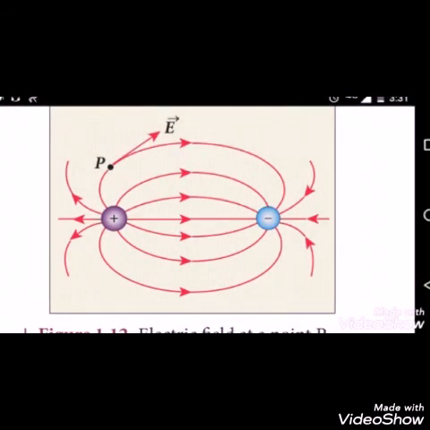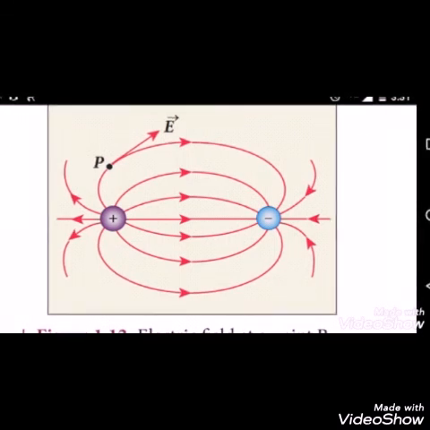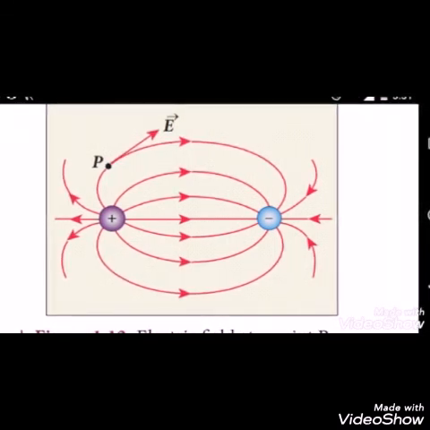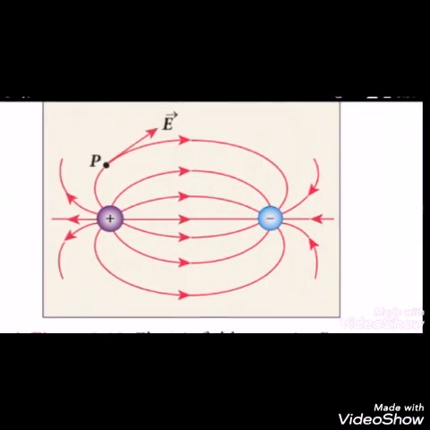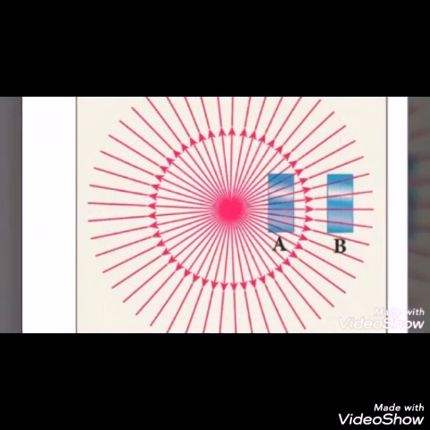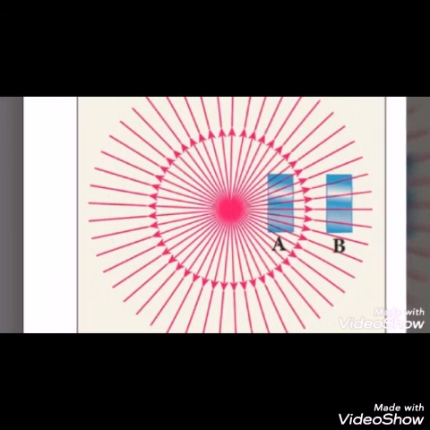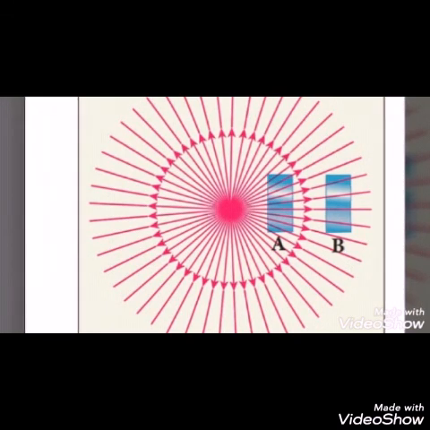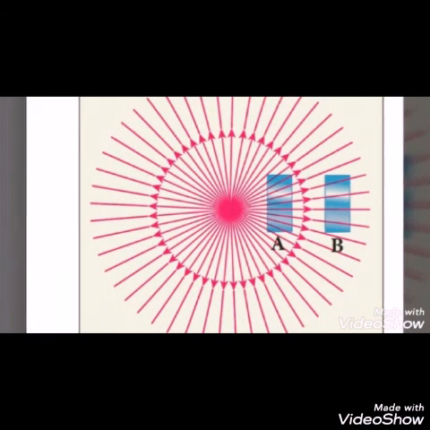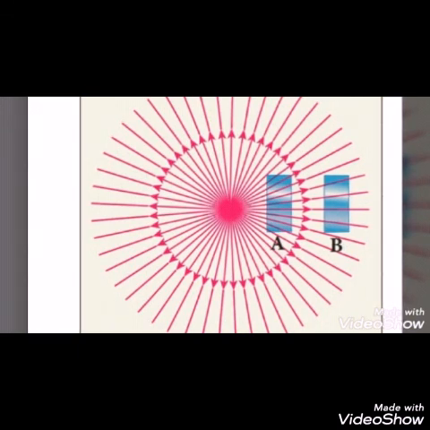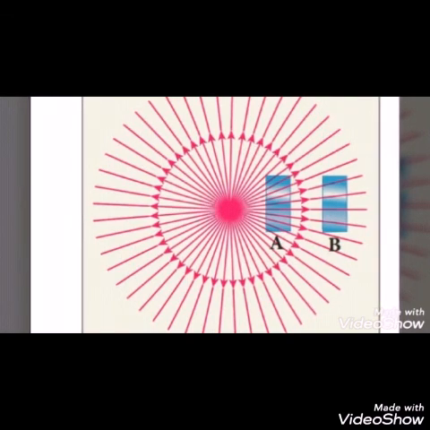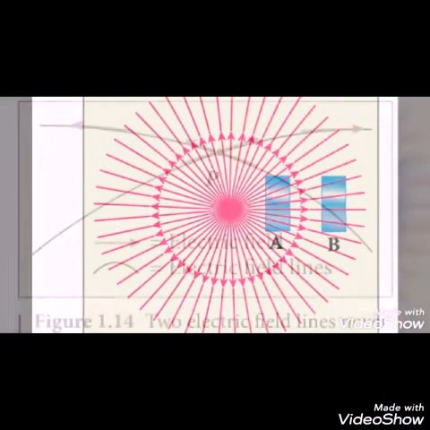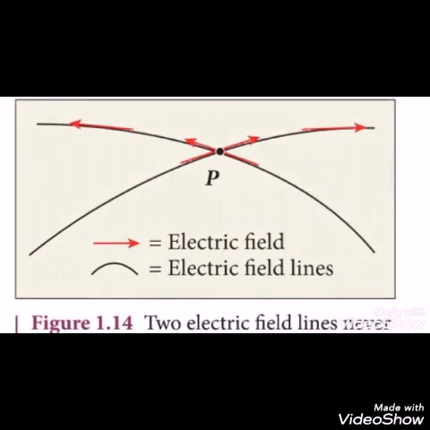The electric field vector at a point in space is tangential to the electric field line at that point. The electric field lines are denser in region A, where the electric field has larger magnitude, and less dense in region B, where the electric field has less magnitude. No electric field lines intersect each other.